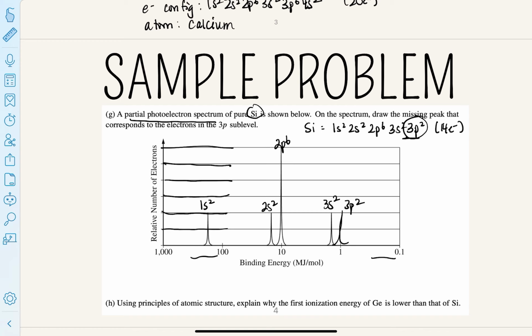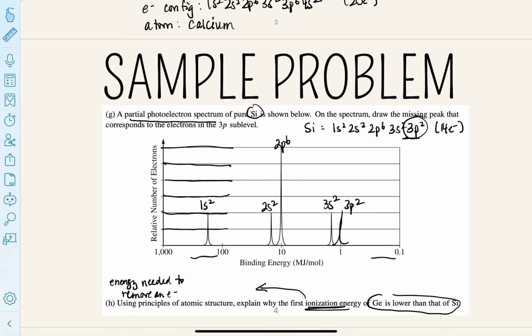Okay, and there is a follow-up question. It says here, using atomic structure, explain why the first ionization energy of Ge is lower than Si. So first of all, we have to remember what ionization energy is. It's the amount of energy needed to remove an electron from an atom.